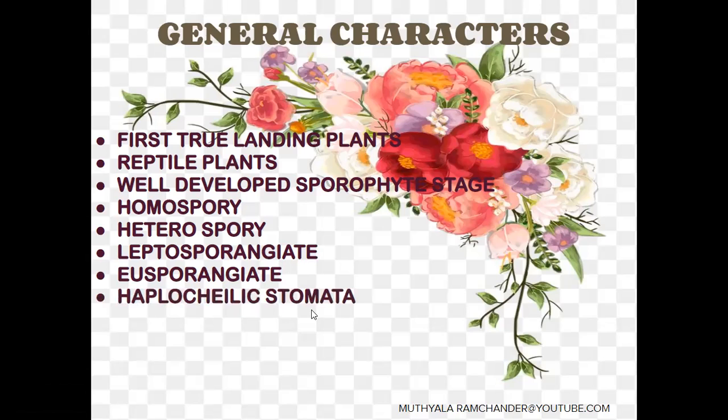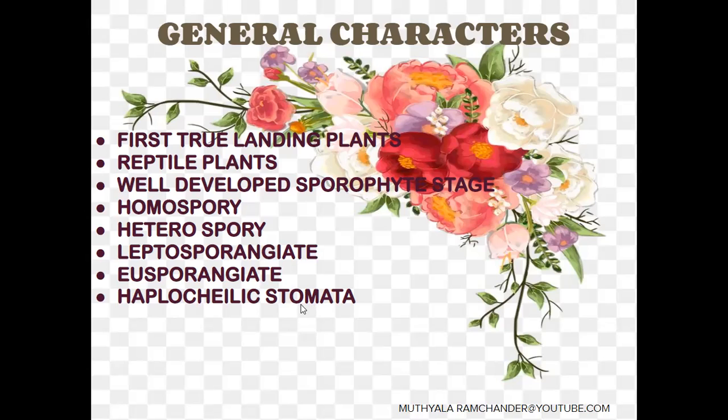Haplocheilic stomata. The sporophyte contains stomata-like structures on the leaves and on the stems. The stomata contain guard cells and subsidiary cells, so both together are called the stomatal complex. In each stomatal complex, two guard cells and subsidiary cells are present.